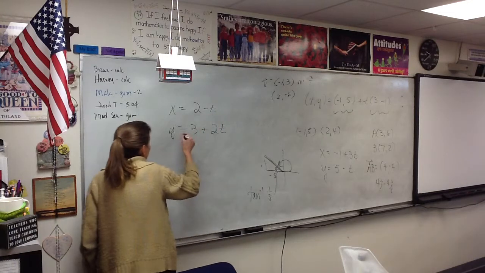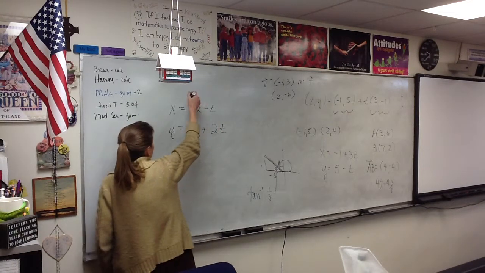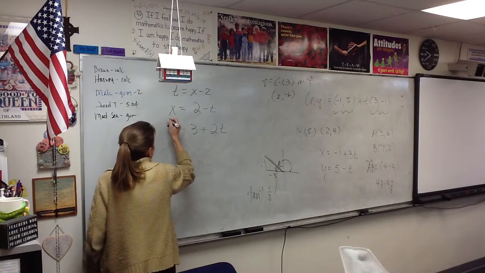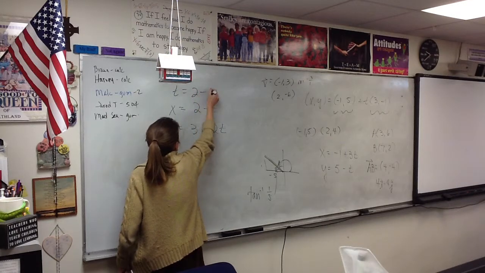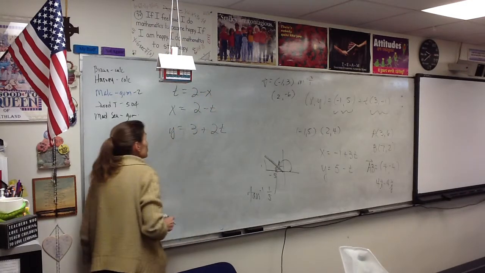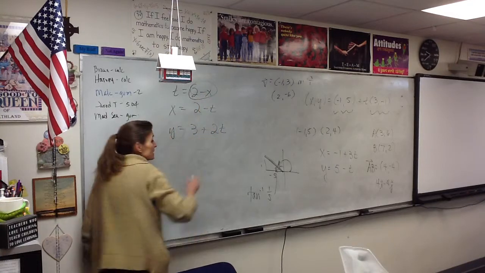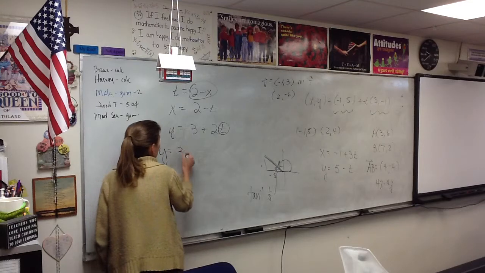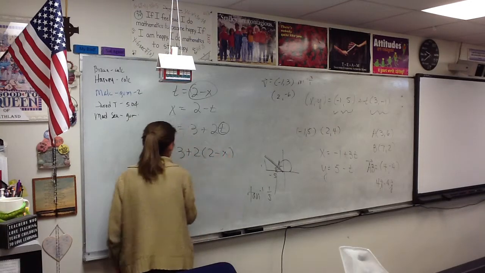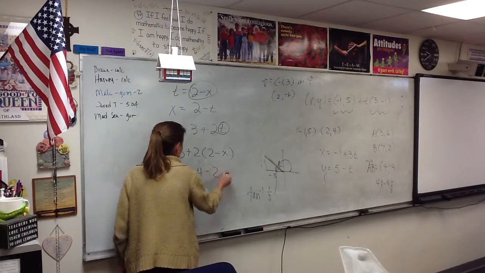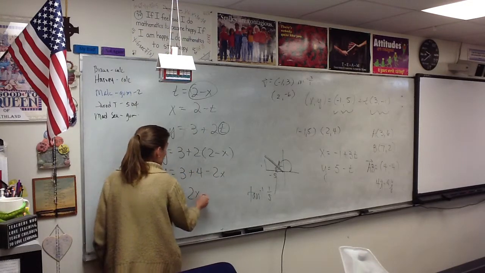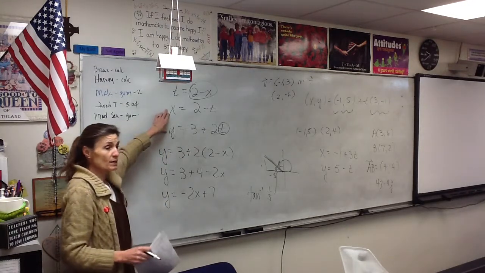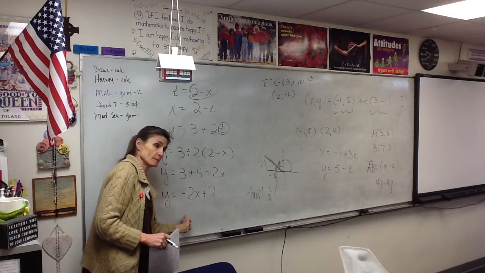We can take t by itself. Up here, let's see, if we got t by itself, would that be x minus 2? I don't want to, no, 2 minus x. Yeah, I don't want to do too much at once. So this is what t equals. So I can plug it in right here. So y equals 3 plus 2 times 2 minus x. Cleaning up a little bit, it looks like negative 2x plus 7. So what were these? These were parametric equations for a line.